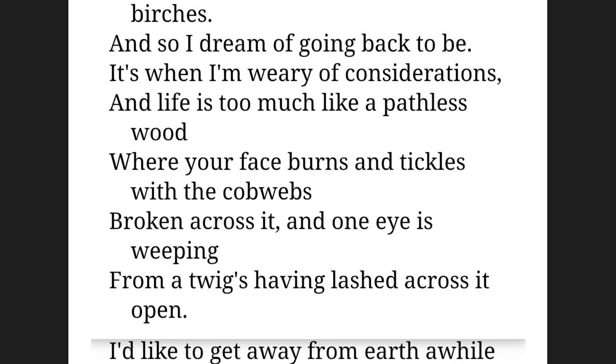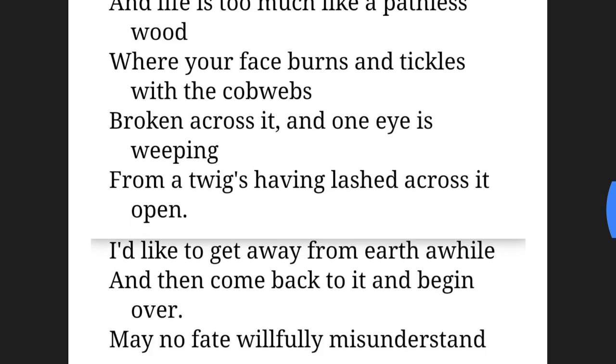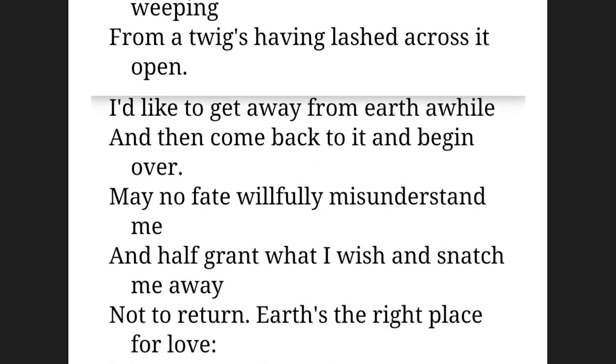So that is what he's talking about here, that life sometimes is like that, when you are troubled by so many difficulties, so many problems. So he says, I would like to get away from earth a while and then come back to it and begin all over. So when I face such situations in life, which are like cobwebs, which are like twigs cutting open the corner of my eye, I feel like going away from this earth for a while and then come back to it and begin all over again.